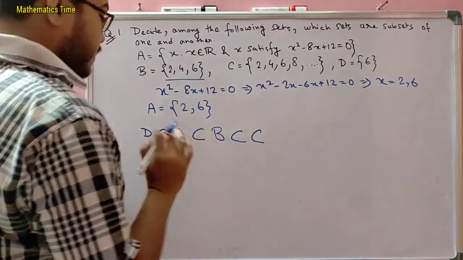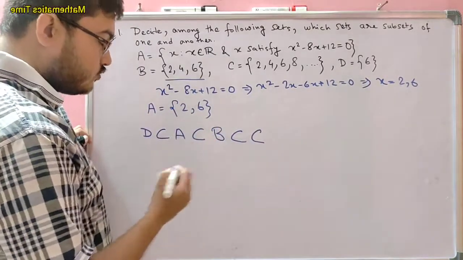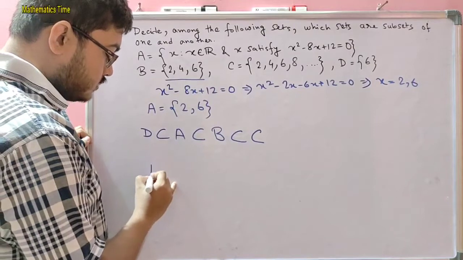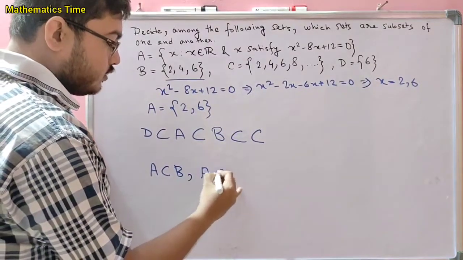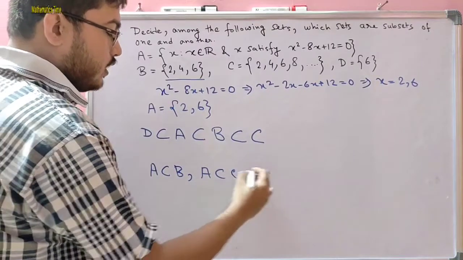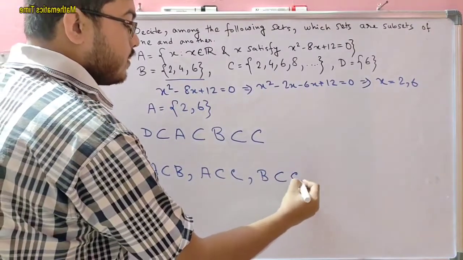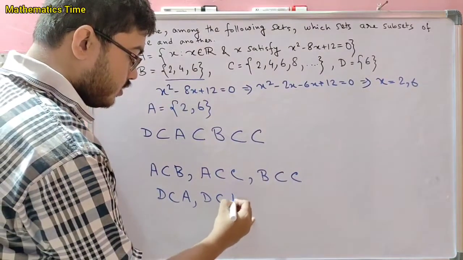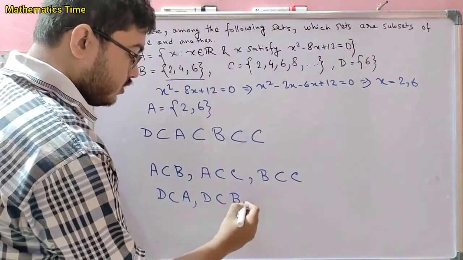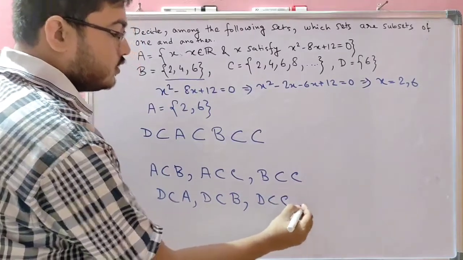So if we write it individually, the answer will be: A is a subset of B, A is a subset of C, and B is a subset of C. And for D, D is a subset of A, D is a subset of B, and D is a subset of C. This is the answer.